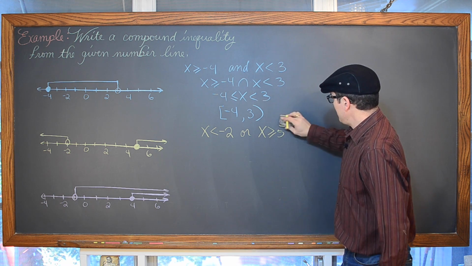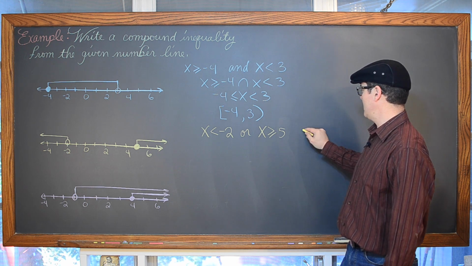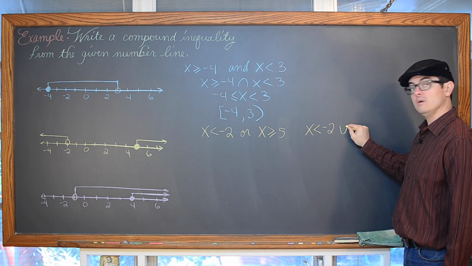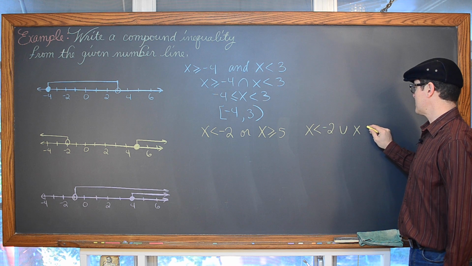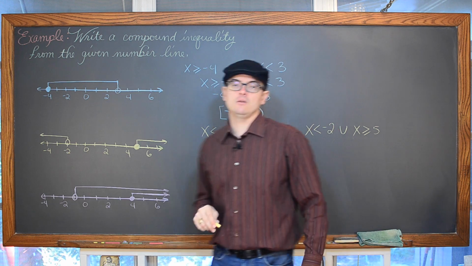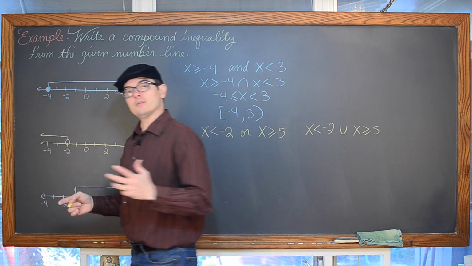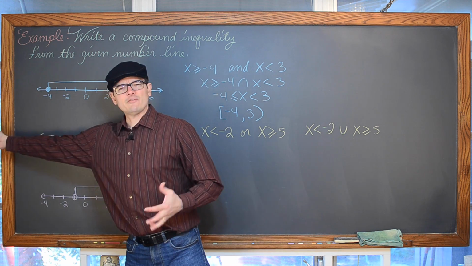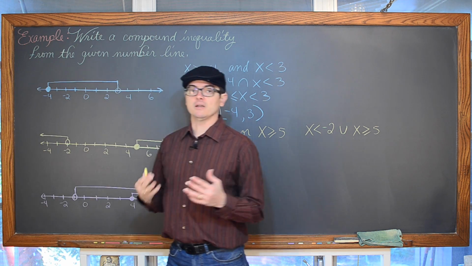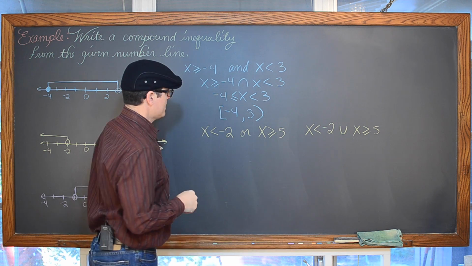Now, we can write that a few ways as well. We can say that x is less than negative 2, or x is greater than or equal to 5. We can also write this inequality with interval notation as well. Look at the shading on this number line. It's going to go to the left forever. So if you're going to the left all the way to negative infinity, you're never going to stop. So we're coming up from negative infinity up until negative 2.